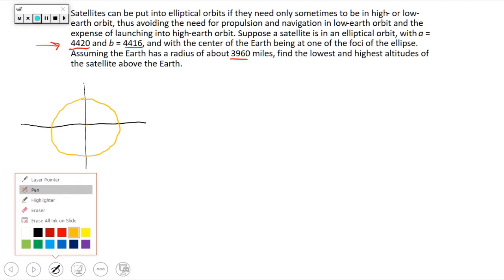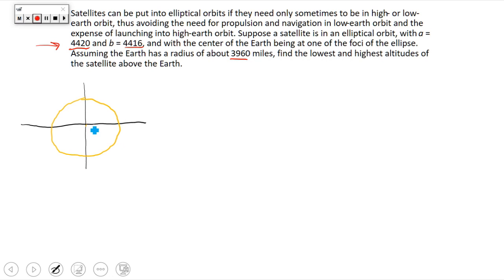There's an Earth here, and the Earth is at a focus. The foci of these ellipses are going to be really close to each other because these numbers are so close to each other. And we know that the Earth's radius is 3960. So the Earth is right here, and what we're looking for in this problem is this distance right here, which would be the closest the satellite would get to the Earth. I know it looks like right there would be closest, but that's because my drawing is terrible. And then this distance right here, which would be as far as it's getting.